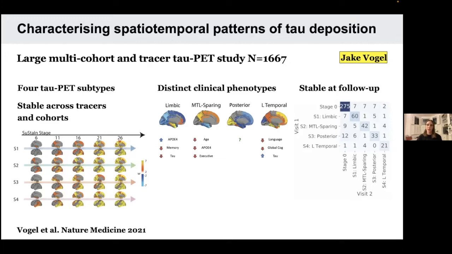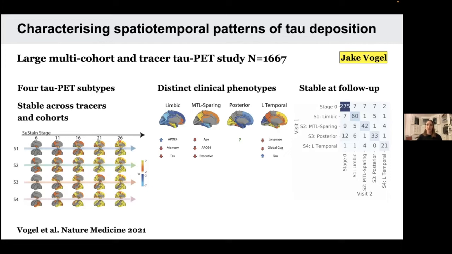And what he found was that there were two dominant subtypes, a limbic subtype and a posterior subtype, which each accounted for around 30% of the data. And he also found two smaller but still quite significant subtypes, which were a medial temporal lobe sparing subtype and a lateral temporal lobe subtype, which each accounted for around 20% of the data. So interestingly, these subtypes were actually quite common across the population.